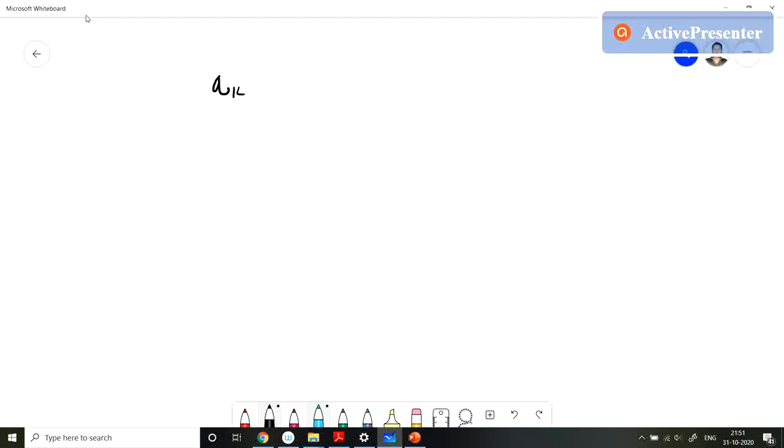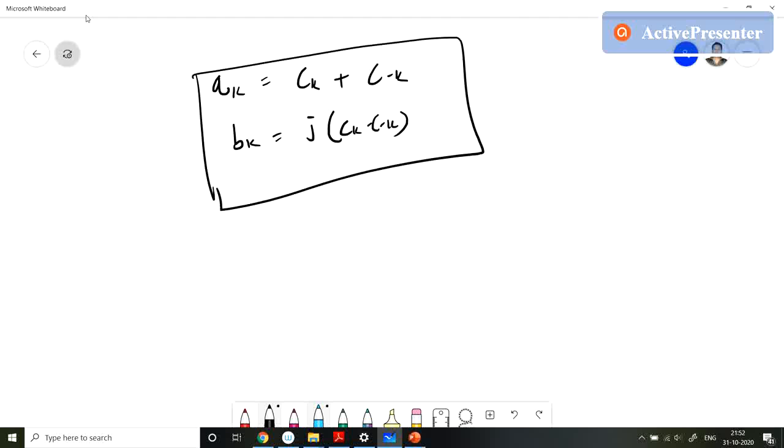So ak = ck + c of minus k, and bk = j times (ck minus c of minus k). So this is the relation between ak and bk with ck, and we can prove this relation also.